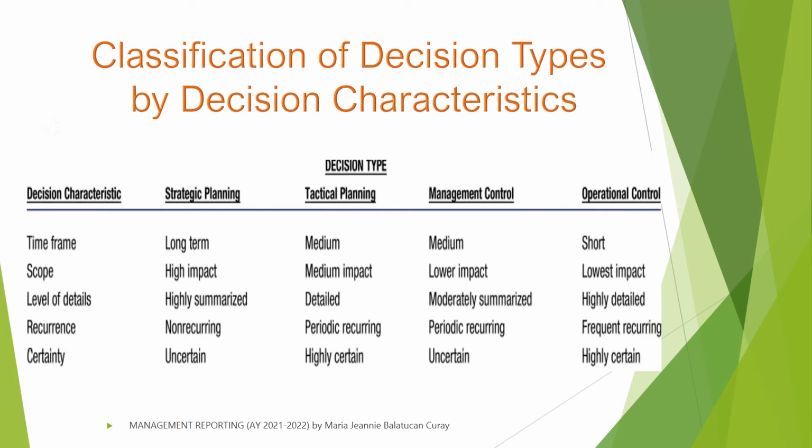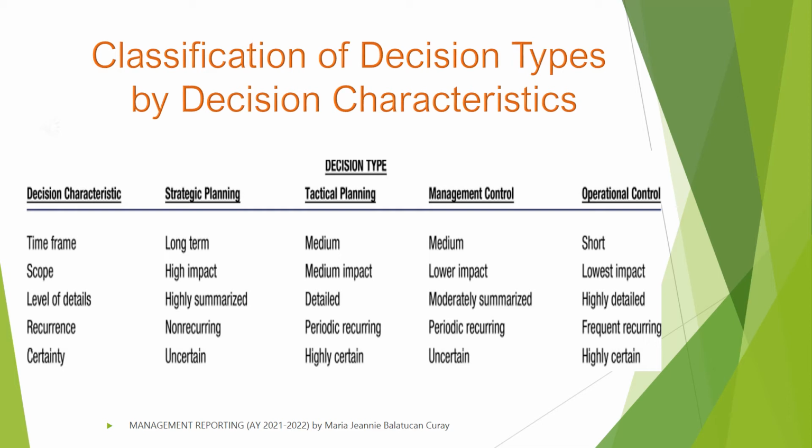As presented here, we have the classification of decision types by decision characteristics. So we have the decision characteristic column, then the strategic planning, tactical planning, management control, and operational control. So as you see for the time frame, strategic planning is long term, tactical planning is medium term, management control medium term, while operational control is short term.